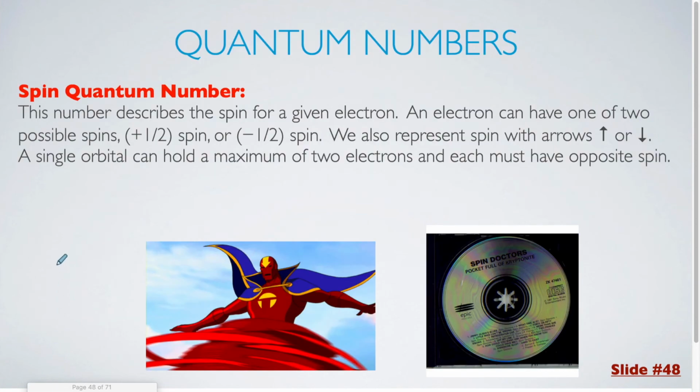Our final quantum number is the spin quantum number. This number describes the spin for a given electron. An electron can have one of 2 possible spins, a positive 1/2 or a negative 1/2. We typically represent these spins as an arrow going either up or down. A single orbital can hold a maximum of 2 electrons, and each electron must have a different spin.